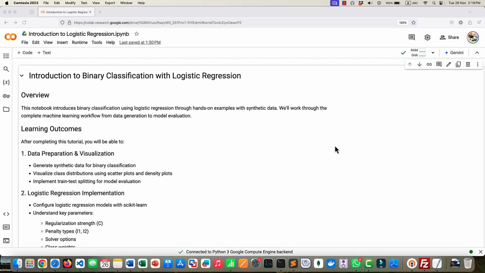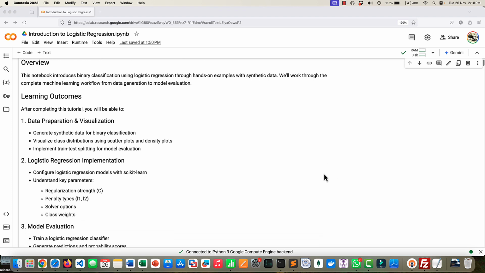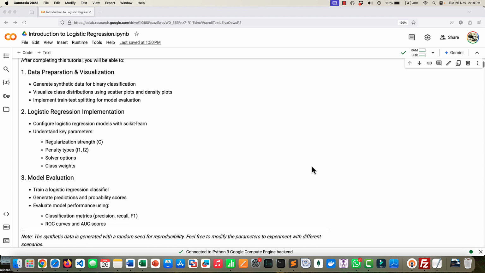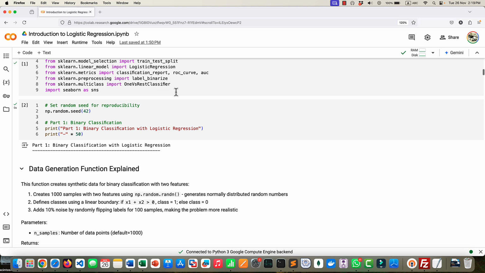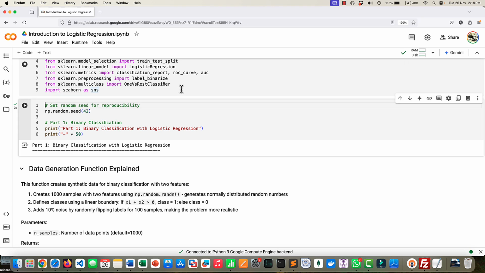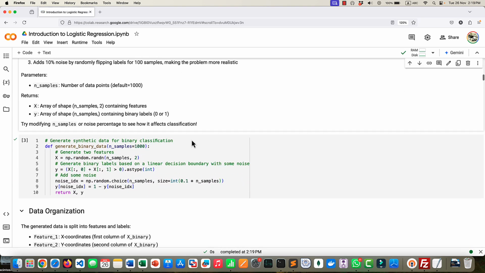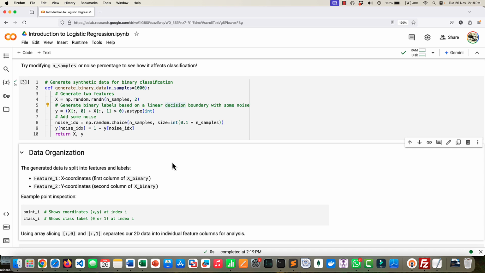So today we're going to do a practical introduction to logistic regression and binary classification from a programming point of view. The objective of this notebook is to introduce binary classification using logistic regression, which we have already introduced during the lectures. And we will, as usual, create synthetic data to make binary classification. So let's start by importing the different libraries and just creating the binary data.